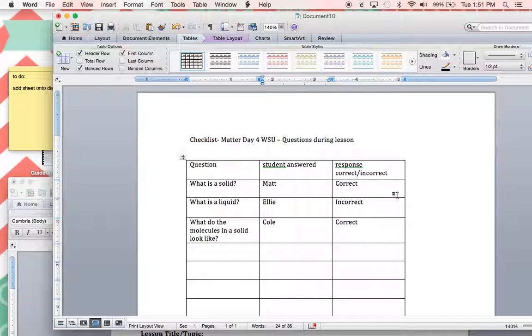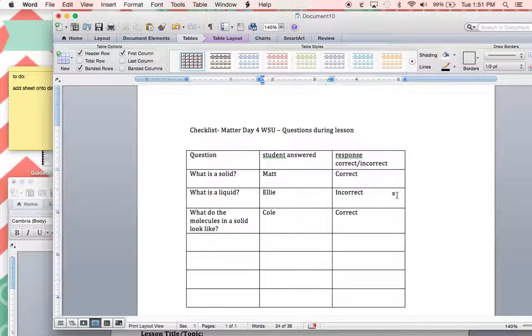Also, keeping notes on your students would be good. If you have a specific student who you're not sure if they're quite understanding the material or if they are going to master the objective, you can take anecdotal notes on them to see what parts of the lesson they understood, what parts they didn't understand, and it can help you go back and reteach that information to them later if you need to do that.